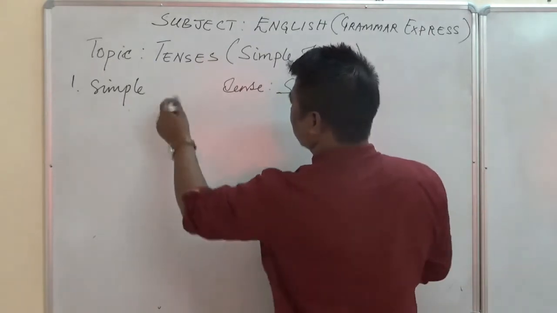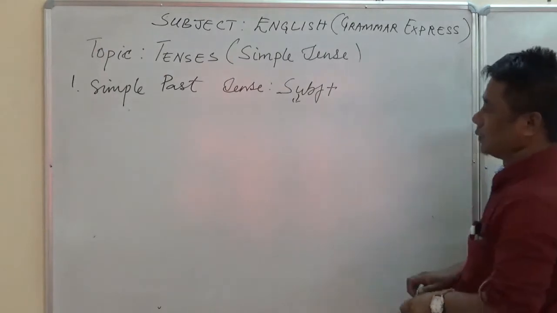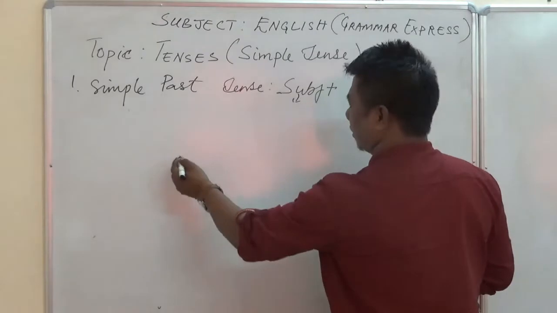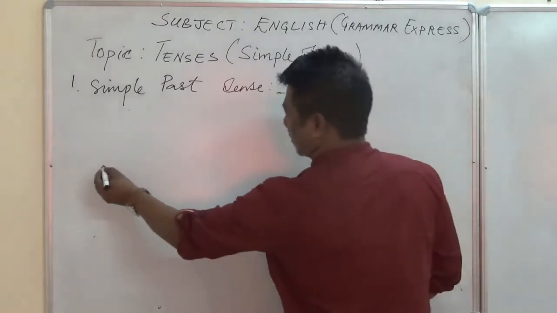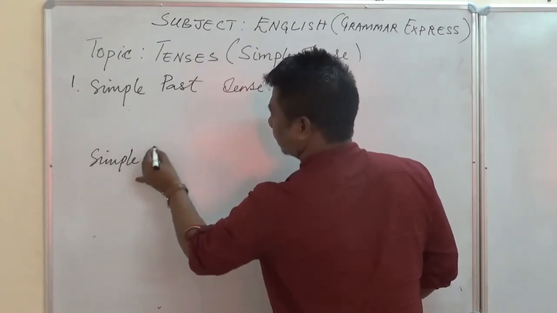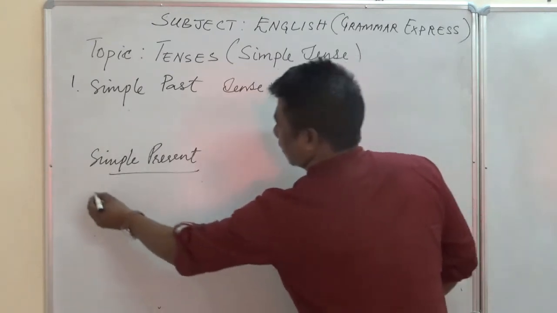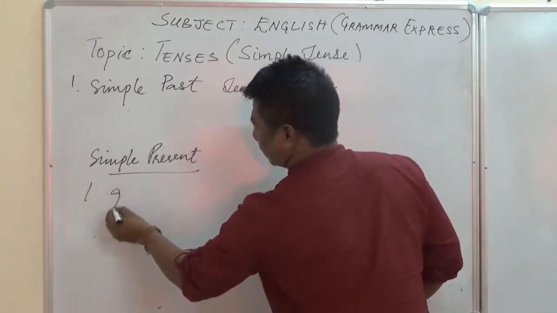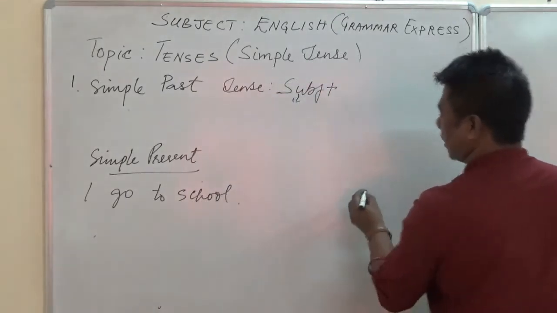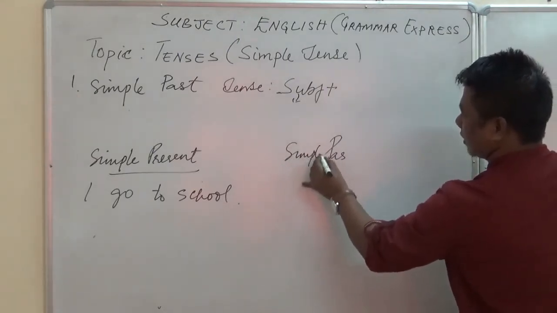Simple past tense. Going to the next one. Simple past tense. Here, revising the first one, comparing the first one. Let's try like this. I go to school, in a simple present tense. Now, we're going to learn simple past tense, so let's see the difference here.